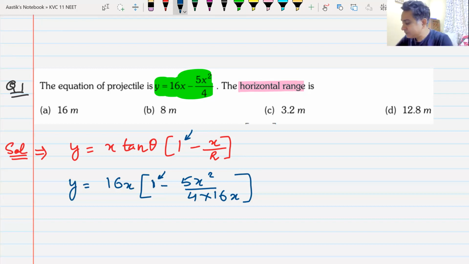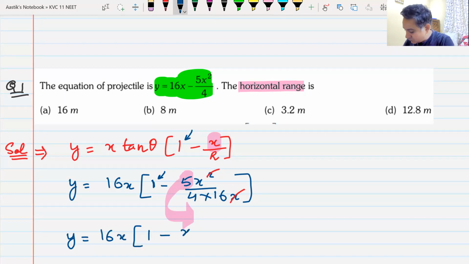That's it, my dear friends. So what do you do now? One x will cancel. Now in the numerator I need only x, but here I have 5. So I take the 5 into the denominator. So now how does the equation look? Y is equal to 16x into 1 minus, on the numerator we have x, on the denominator we have 16 into 4, that is 64, and then it is divided by 5. So 64 divided by 5.